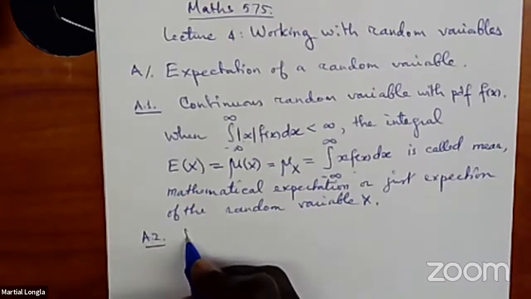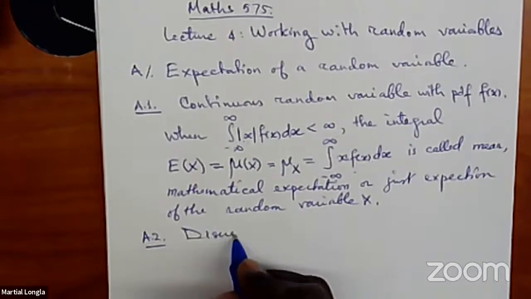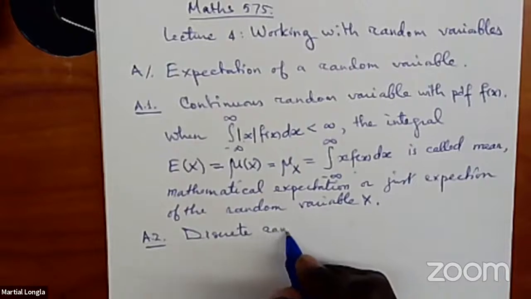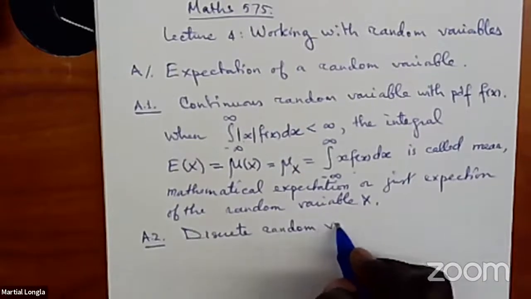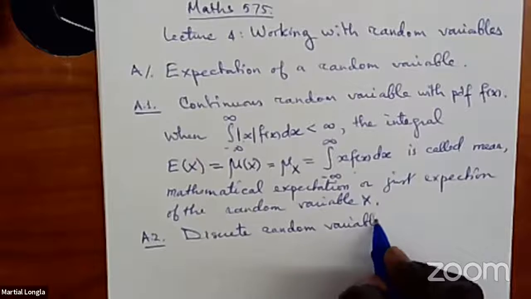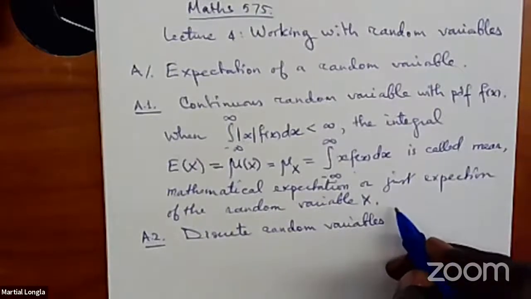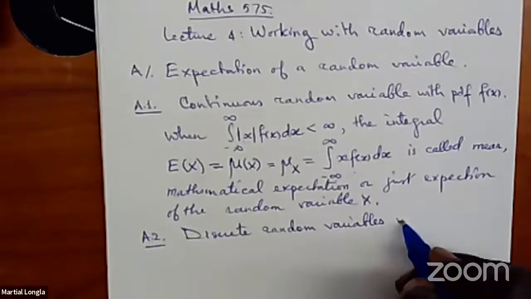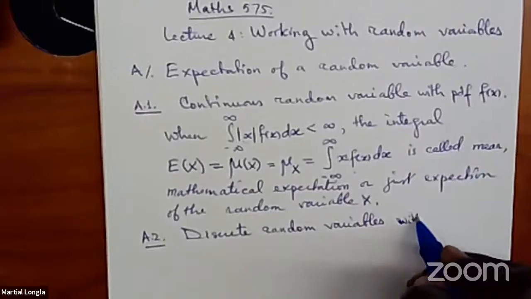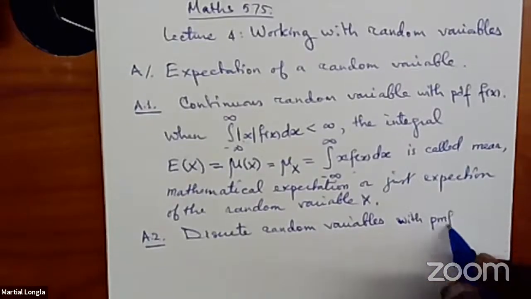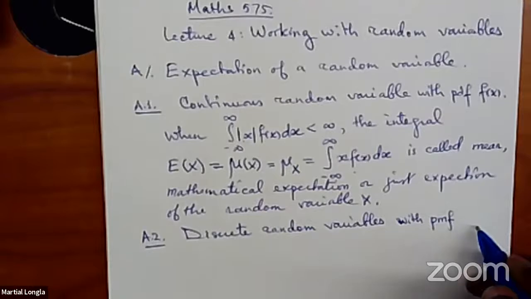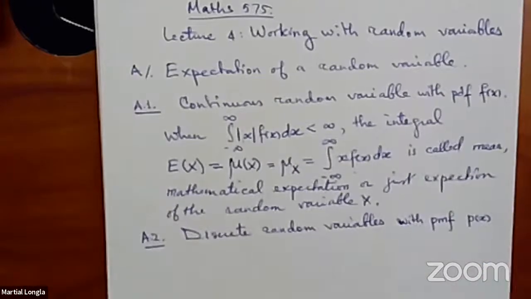Two, for discrete random variables, we have a PMF, which is the probability mass function, which gives you the probability that the random variable X is equal to little x for every x.